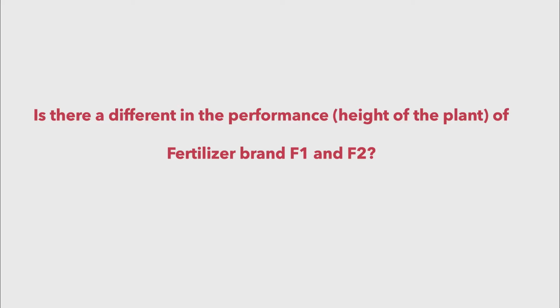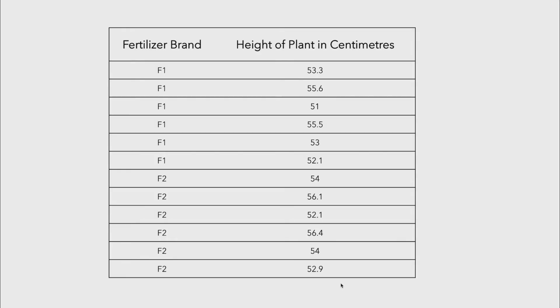So the idea here is to determine, is there a difference in the performance, based on the height of the plant, between fertilizer brand F1 and F2? If we see the data, there are two fertilizer brands given to us, F1 and F2. For every fertilizer brand entry, there is an equivalent height of the plant in centimeters given, which has been noted down by the researcher after 4 weeks. So there are two fertilizer brands and the height of the plant is given to us.